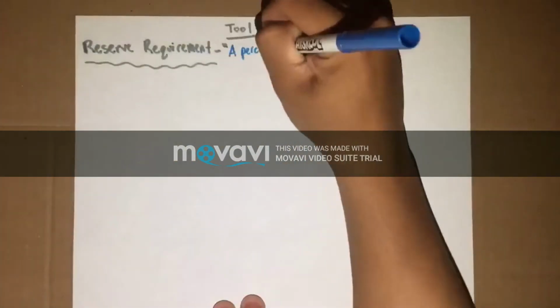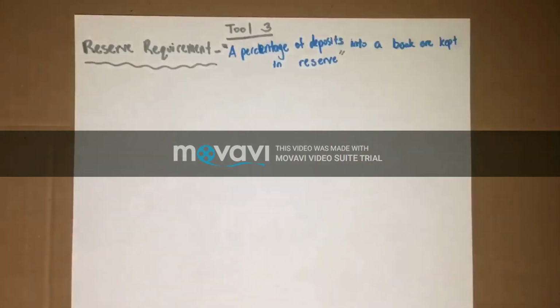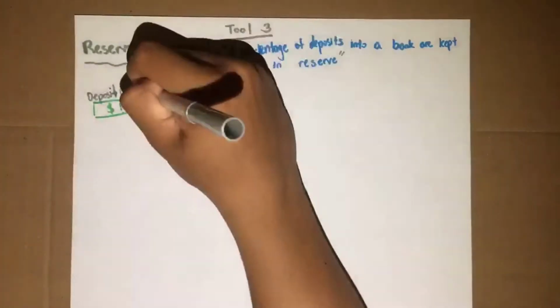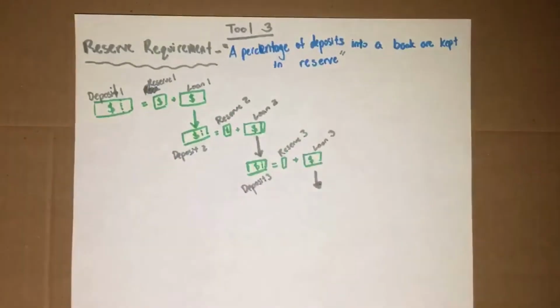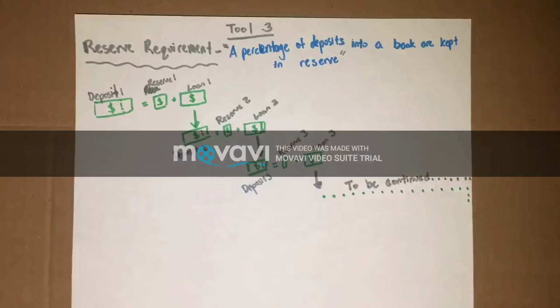The third and last tool of monetary policy is reserve requirement. This is a rule established by the government to ensure that a certain percentage of deposits into the bank are kept in reserve. The percentage not reserved is given out as loans to other customers, and these customers then again deposit the loan into another bank, allowing it to give the same percentage of money out as loans. This repeats and repeats, increasing the money supply.